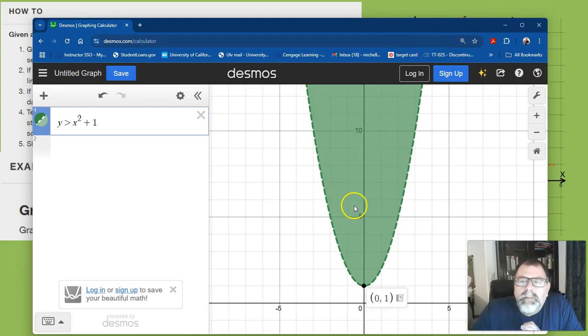Again, the solution set are all the points that are in the shaded region. It's not the curve. In fact, the curve would be false. It's all the points that are within that boundary line. So everything that's shaded is a solution. And there's an infinite number of points in this shaded region.